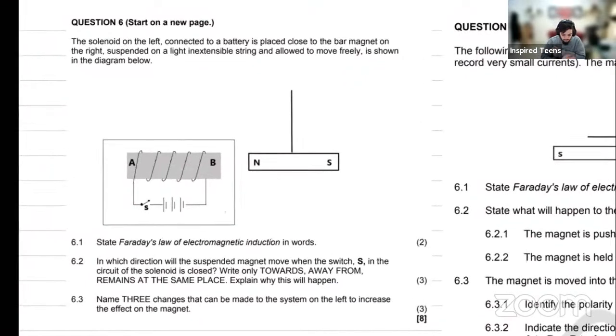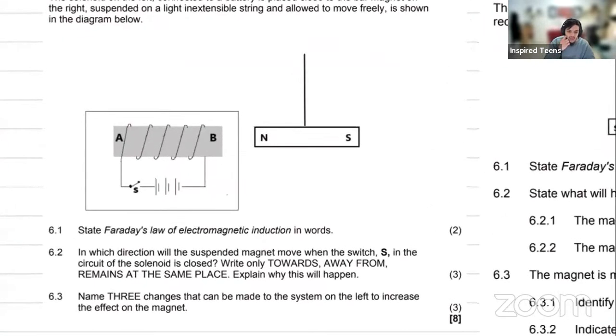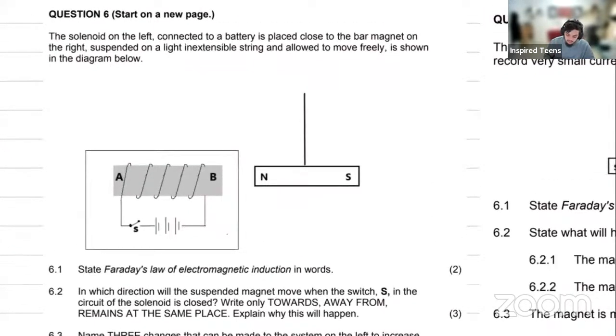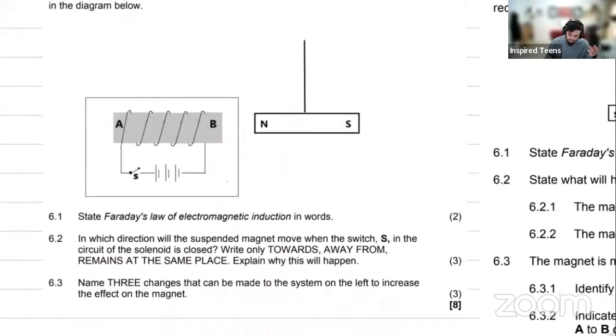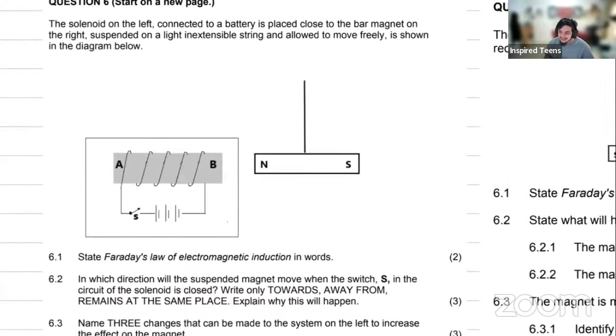The solenoid on the left connected to a battery is placed close to the bar magnet on the right, suspended on a light inextensible string and allowed to move freely, as shown in the diagram below. So we have the solenoid connected to a battery, and a bar magnet is placed close. The bar magnet is on a light inextensible string and is allowed to move freely as shown in the diagram below. So, state Faraday's law of electromagnetic induction in words.